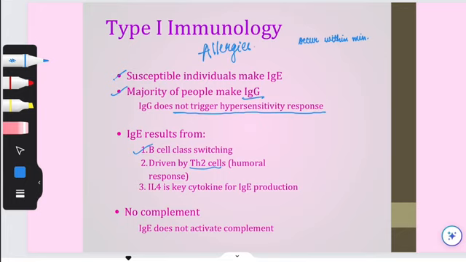A key cytokine is IL-4. IL-4 triggers the B cells to class switch and produce IgE, and it's very important in type 1 hypersensitivity reactions. IgE does not activate complement and the complement system is not an important component of the type 1 reactions.